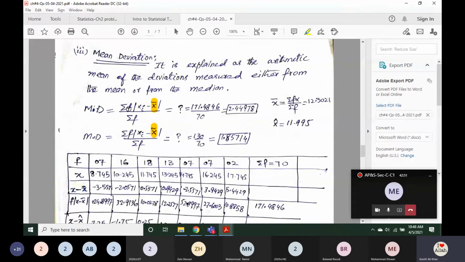तब यहाँ पे frequency नहीं आएगी. तब simple ungrouped data के लिए mean deviation का formula बनेगा sigma absolute value of xi minus x bar divided by n. Capital N हम यहाँ पे लिखेंगे, capital N means total number of data values. So first formula is to compute the mean deviation for mean, and second is for median.